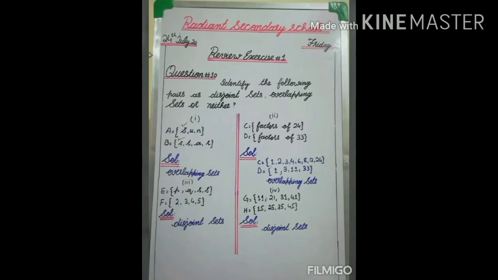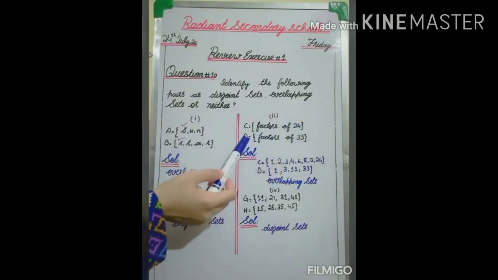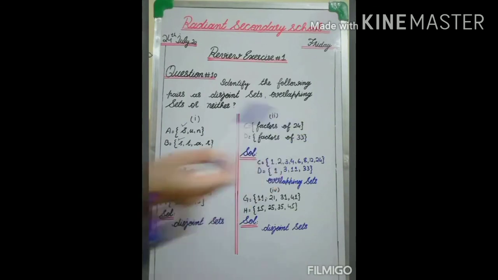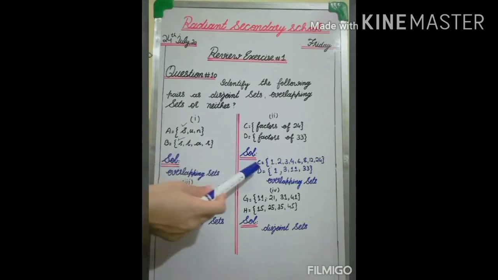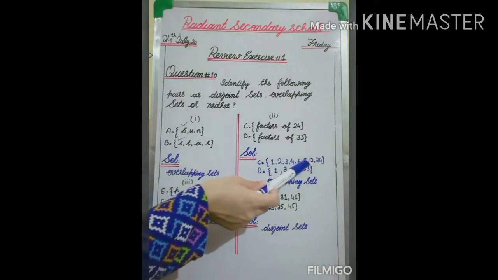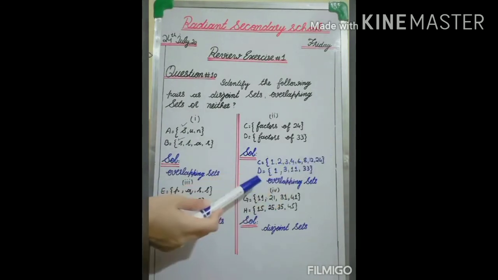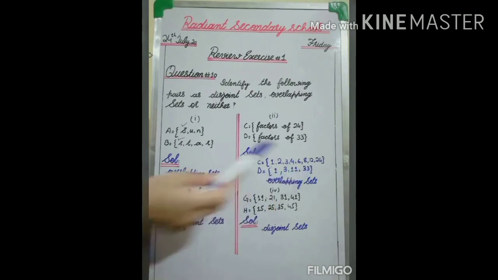Now come to part number 2. Set C is the factors of 24 and set D is the factors of 33. First we have to find out the factors of 24 and 33. So the elements of set C are 1, 2, 3, 4, 6, 8, 12, 24, and the elements of set D are 1, 3, 11, 33.